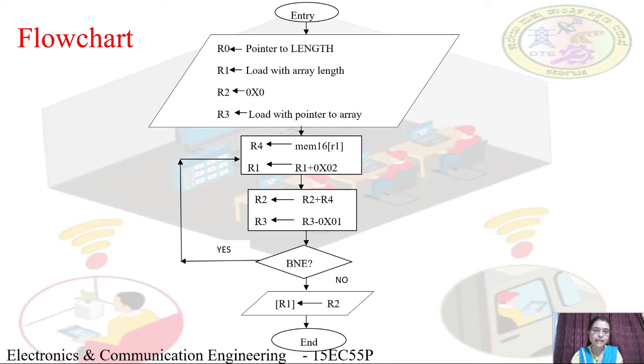Then that element is added with the previous result, that is R2 plus R4. Again R3 is decremented, that is, the length is decremented. Again this is compared. If it is not equal to 0, the loop is repeated, until R3 becomes 0. When R3 becomes 0, the result which is stored in R2 is stored in the memory location pointed by the register R1. After storing the result, it is the end of the program.